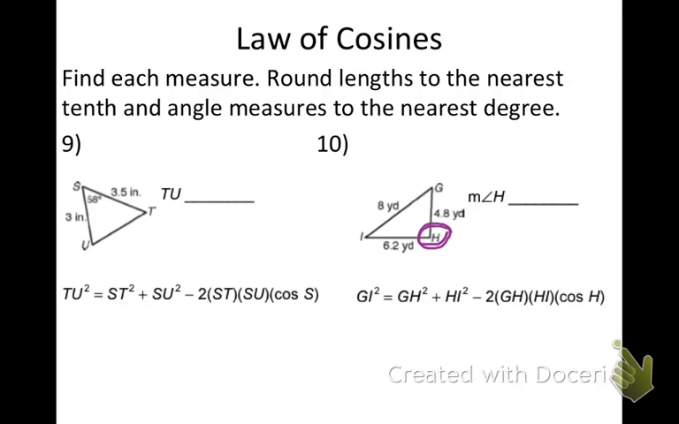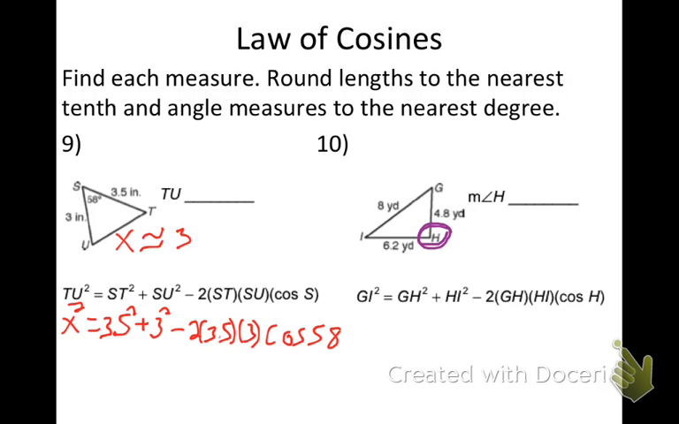All right, so let's slowly start walking through this here on number 9. You want to find TU, so you get x squared equals 3.5 squared plus 3 squared minus 2 times 3.5 times 3 times the cosine of 58. When you plug and chug all that out, you end up getting approximately what, Andy? X equals about 3.2. You end up getting about 3.2. Nice job.